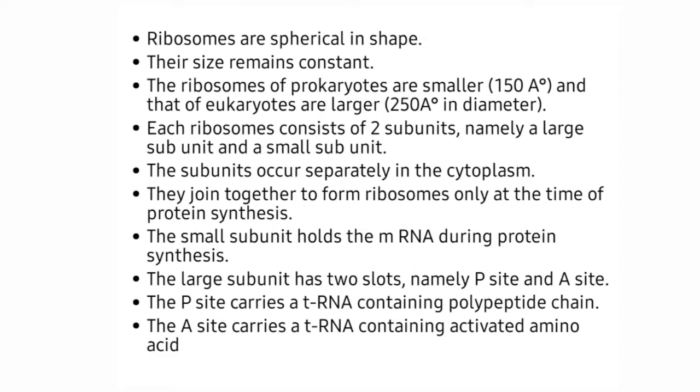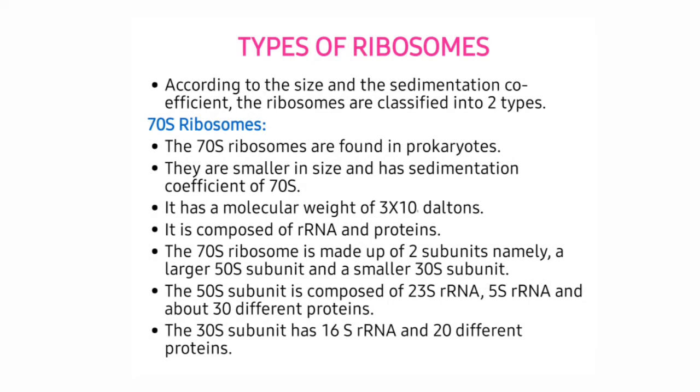As I already mentioned in the structure, the small subunit holds the mRNA during protein synthesis, whereas the large subunit has two slots, namely the P site and the A site. What is the P site? The P site carries tRNA that contains the polypeptide chain, where amino acids are being linked to form a protein molecule. Whereas the A site carries a tRNA containing activated amino acids. Finally it forms a particular protein molecule that is transported out of the cell. According to the size and sedimentation coefficient, ribosomes are classified into two major types, 70S ribosomes and 80S ribosomes.